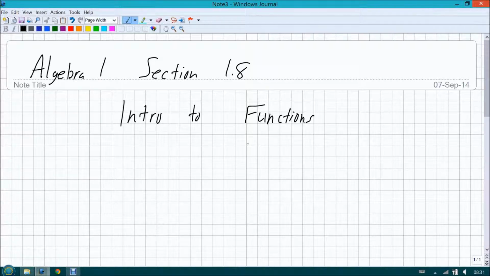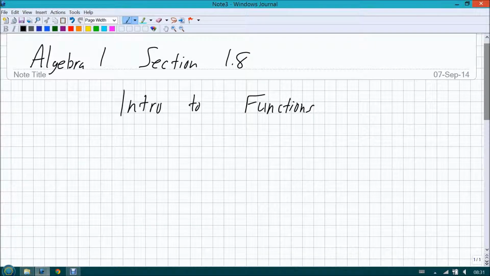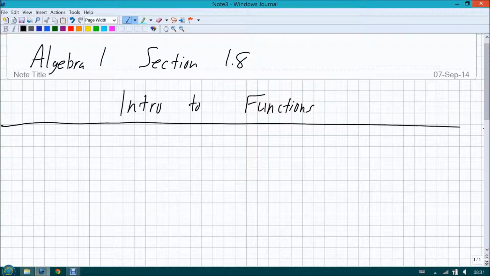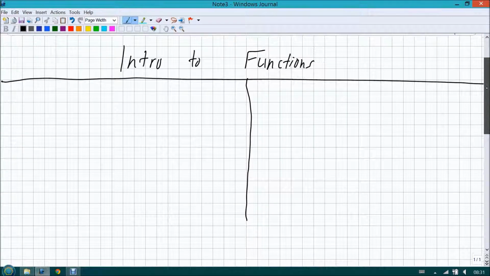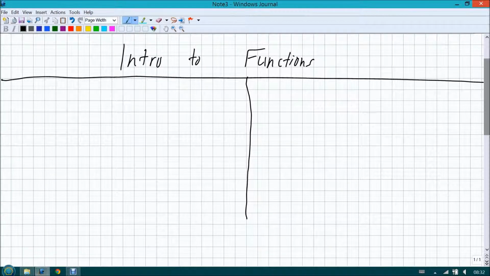This is section 1.8, an introduction to functions. So the first thing we're going to go over is the definition of what a function is. And then after that, we're going to go into something called the Cartesian coordinate system and spend some time with my good friend Rene Descartes. Just remember, never put Descartes before Dehorse.